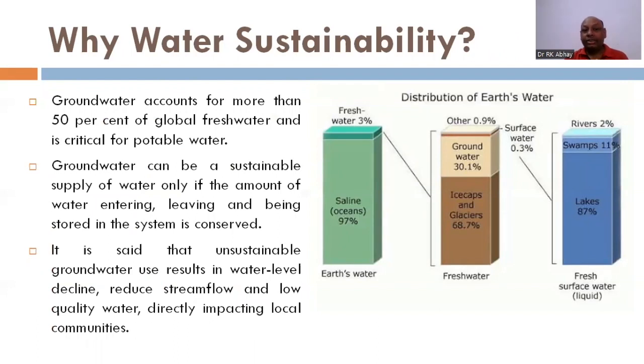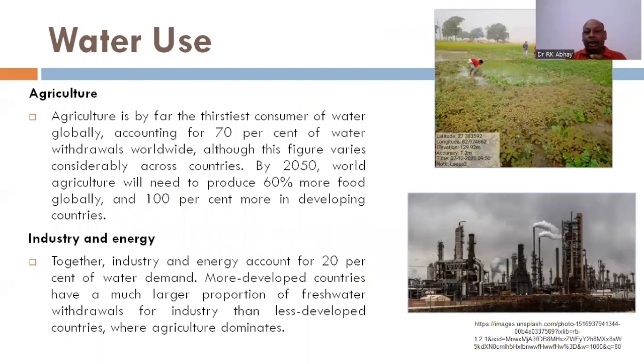So again, you can see groundwater is also very less, and water, as you know, is used for several purposes. It is used for agriculture. 70% of water withdrawals worldwide is for the agriculture sector. It is said that by 2050, world agriculture will need to produce 60% more food globally, and particularly 100% more in developing countries because the population is rising.